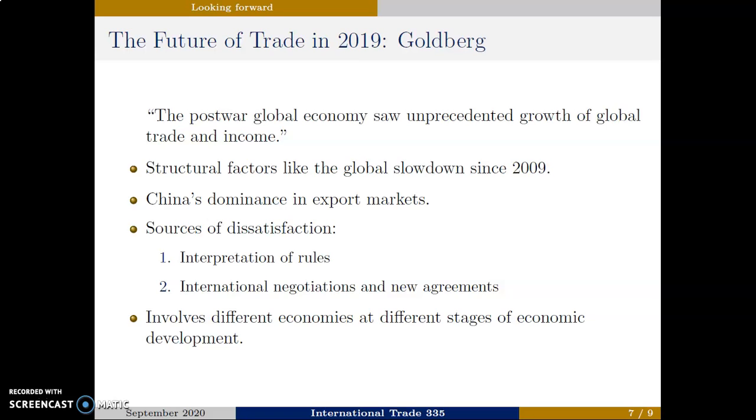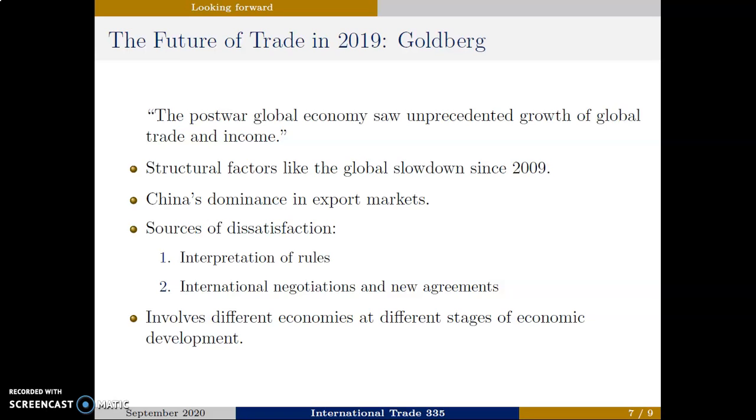The first point that Goldberg makes is that structural features are becoming increasingly apparent and important in global trade. These have also been more so since the 2009 recession. There's also a wider discussion on the dominance of China in export markets and the growth of China's export. She also mentions 2 sources of dissatisfaction and that increased income inequality is linked to this. The first source of dissatisfaction is the interpretation of rules, and the second, the way in which international negotiations and new agreements are reached on the international stage.